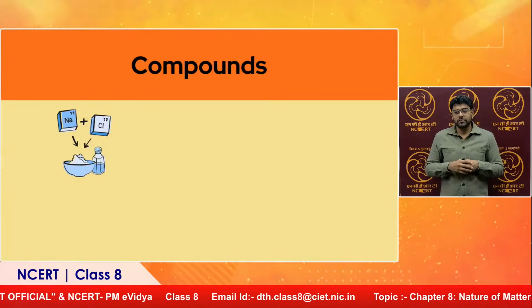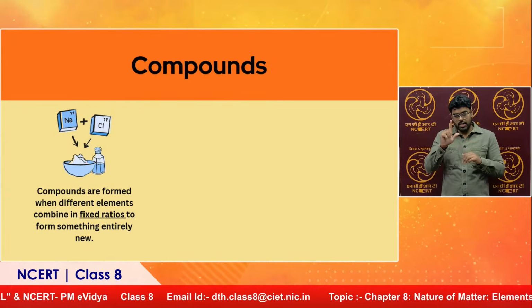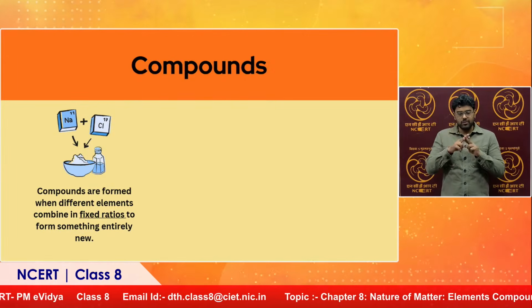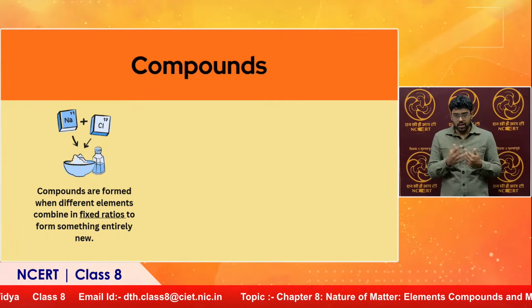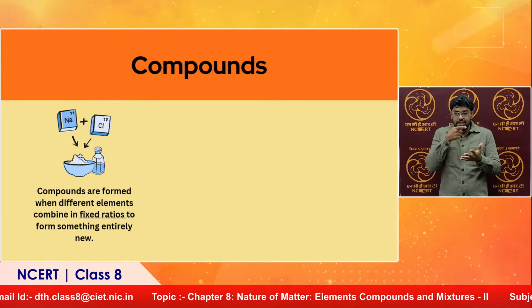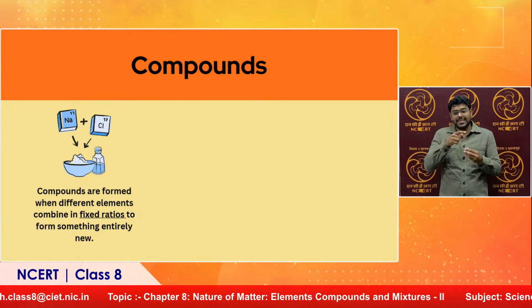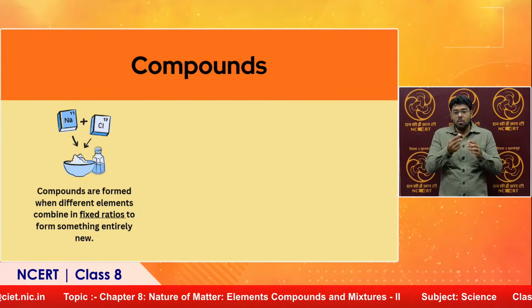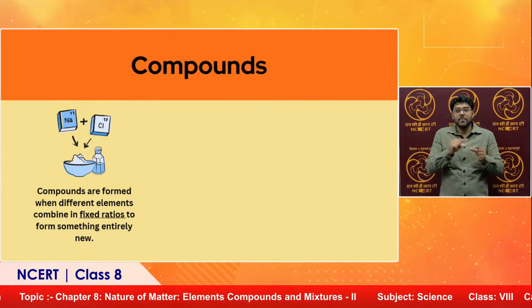So an example of NaCl is given here. We have seen how these two are reacting. While a compound formation takes place, what is important is that the elements are always combining in a fixed ratio. When we prepared the mixtures, we were not worried about the fixed ratio, because while preparing a mixture, we can mix the constituents in any ratio.